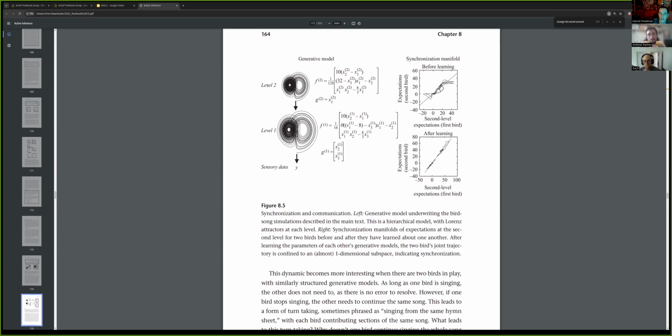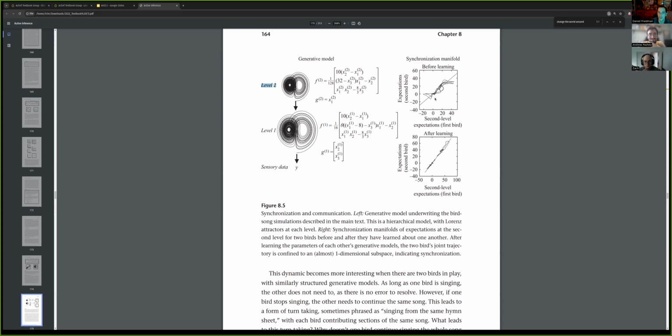Well, they're second level expectations. Why is the sensory data? That's the actual note that's played into the environment. Level 1, I believe, is the vocal cord of the bird. That's like the warbling of the vocal cord control. I don't know if it's a two-note song. I don't know if there's any auditory representation of these songs. That would be pretty fun too.